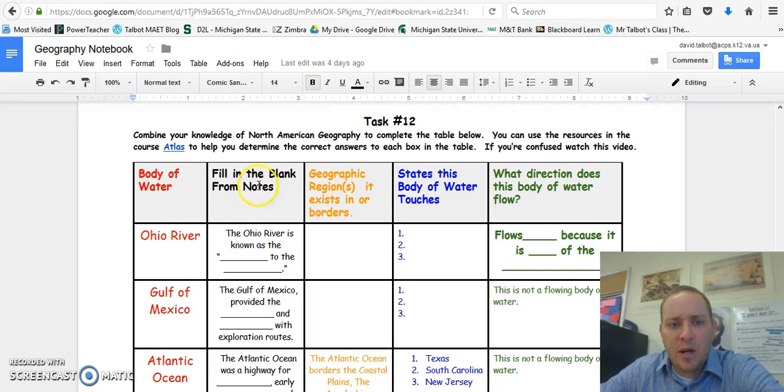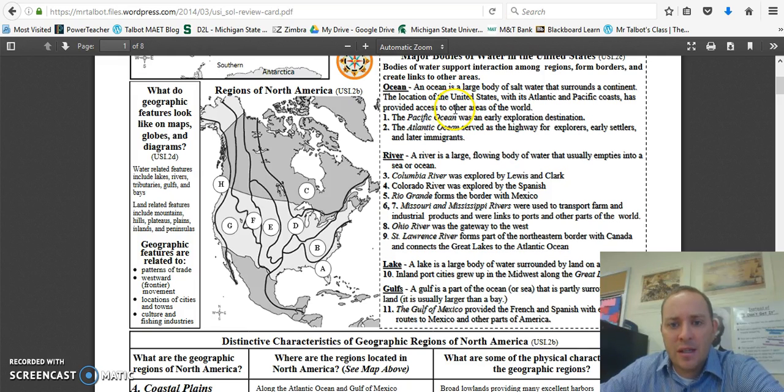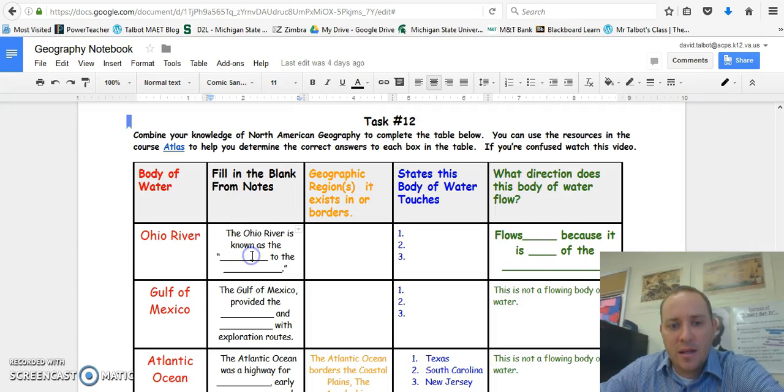You go back to task 12, it says Ohio River. The Ohio River is known as the blank to the blank. If you don't know this, you can go to your SOL cards. You can find the Ohio River. You can see that it says the Ohio River was the gateway to the west. So if I go back here, I can type in gateway to the west.